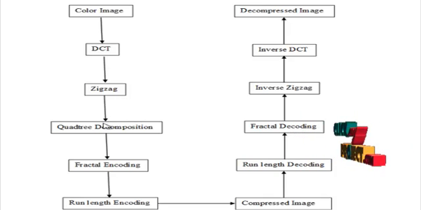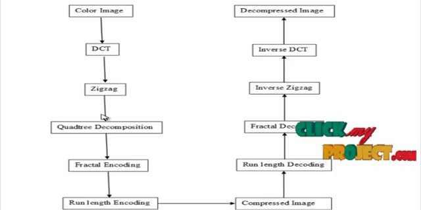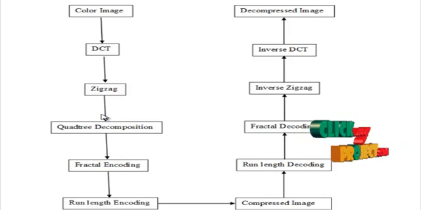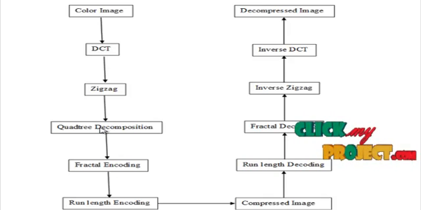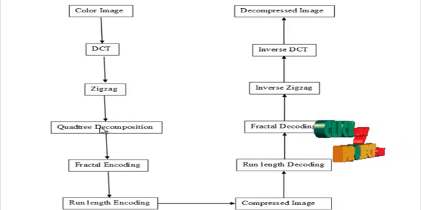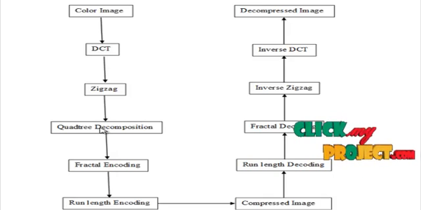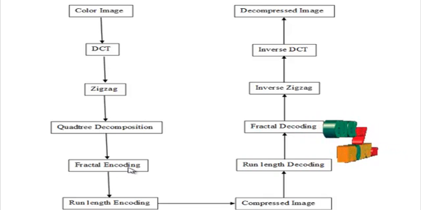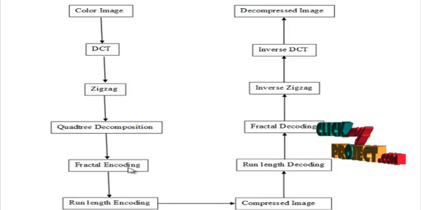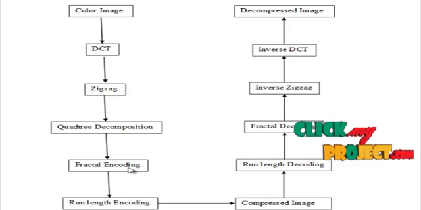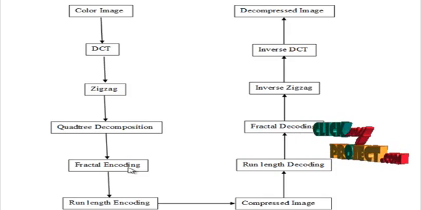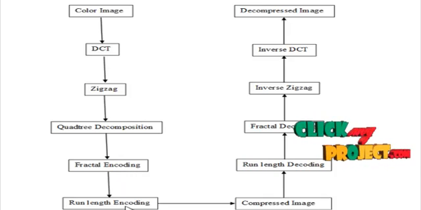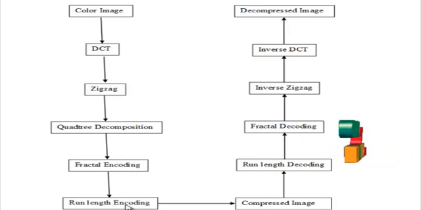After that, quadri decomposition is applied to the zigzag coefficients obtained. The identified zigzag coefficients are decomposed using quadri decomposition. The quadri decomposition process minimizes down to the number of pixels in the zigzag coefficients obtained. After that, fractal encoding is applied to make it single values for the calculation of the processes. And finally, for the fractal encoding applied, run length encoding is applied.